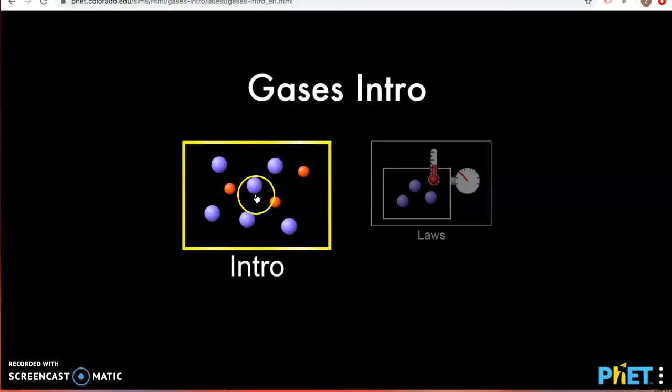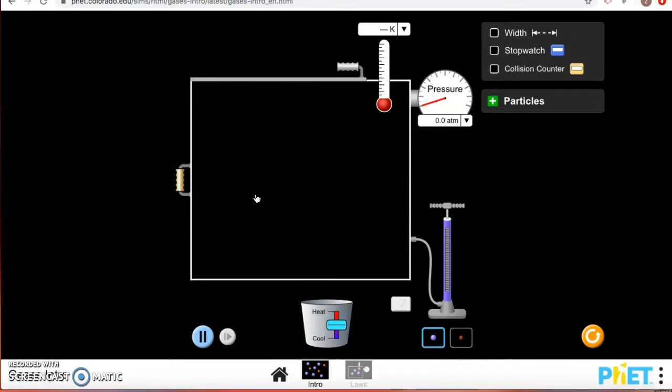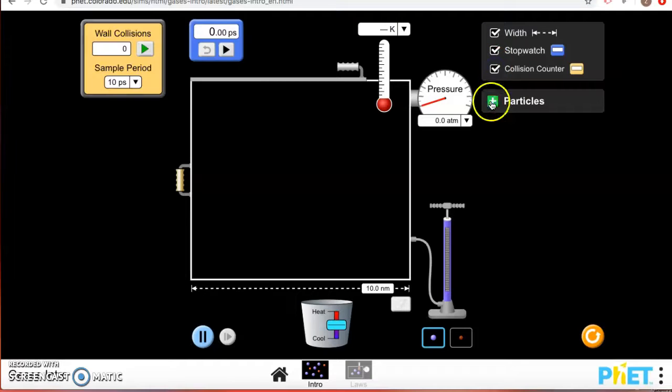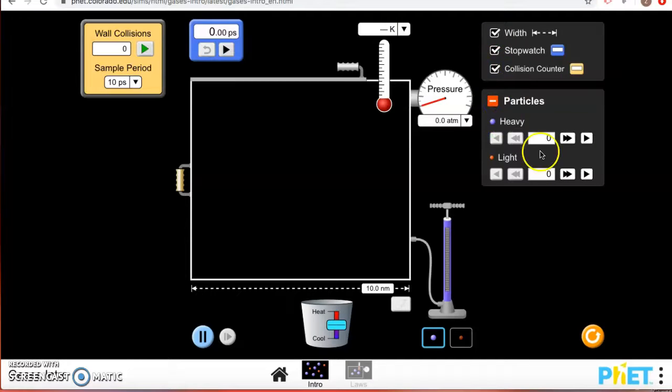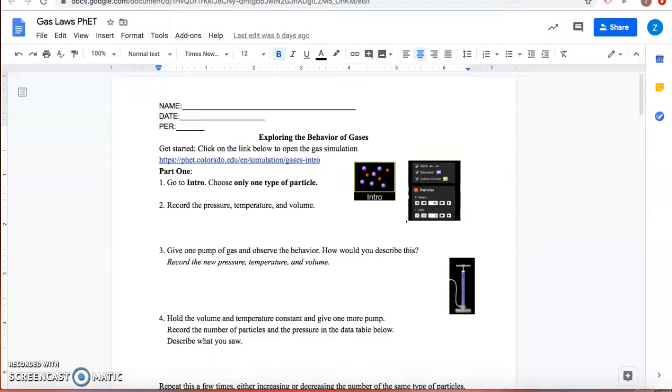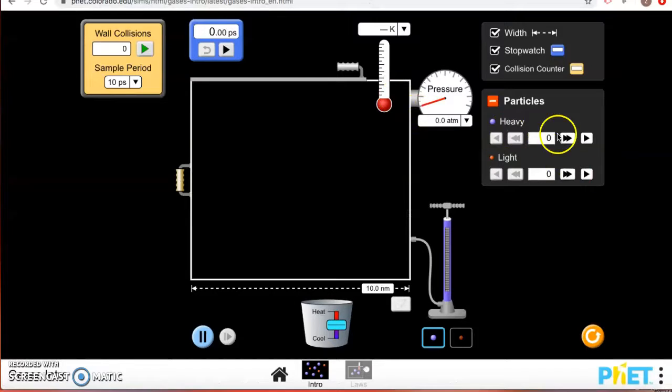So the gas law PhET is working, so you're going to click on it. The first set of questions has to do with the intro. Before you even get started, you want to click on all of these things over here. You want to check them all off. So width, that's going to be your volume, stopwatch, collision counter, particles. There's only one type of particle, so it doesn't matter which one. Let's just do heavy. Actually, we don't need to do this yet. You're going to pump one.